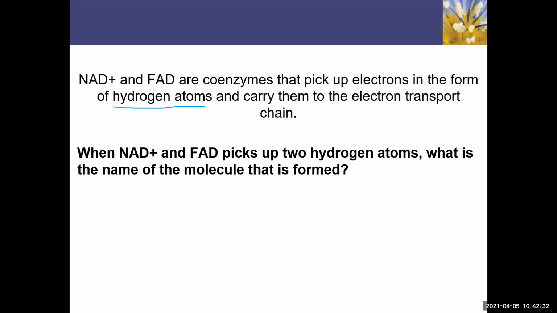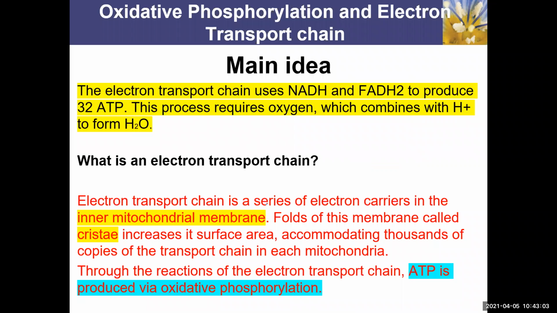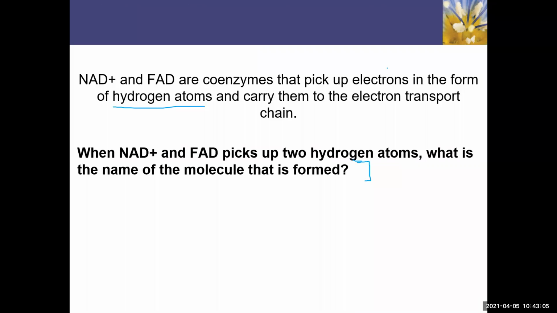Okay. So who is going to answer this easy question? When NAD positive and FAD pick up the two hydrogen atoms, what do they form? What does your NAD positive form and what does your FAD form? NAD forms NADH, right? And FAD forms FADH2, right?